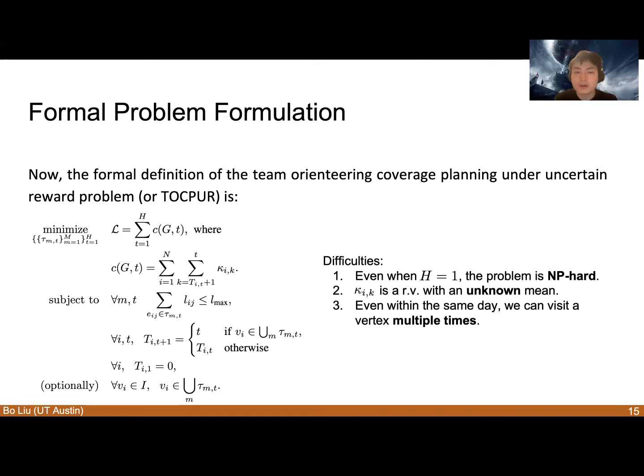There are some difficulties about TOCPUR. First, even when the horizon is just 1, the problem remains NP-hard. This can be easily shown by reducing the problem to the traveling salesman problem. Secondly, kappa ik is a random variable with an unknown mean, so we have to estimate it online. Lastly, even within the same day, we can visit a vertex multiple times. This essentially increases the number of possible plans to infinite. The reason we want this is that sometimes it is possible for a vehicle to traverse a single place multiple times just to reach another place faster.